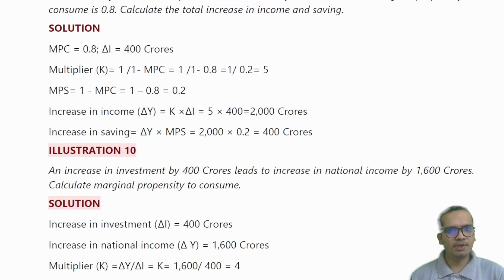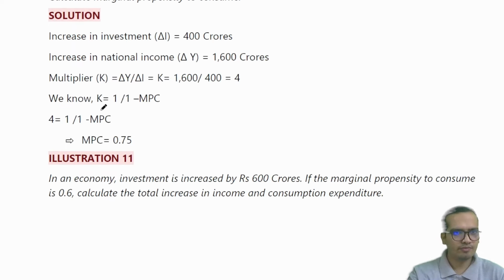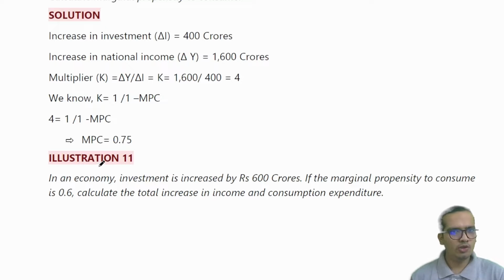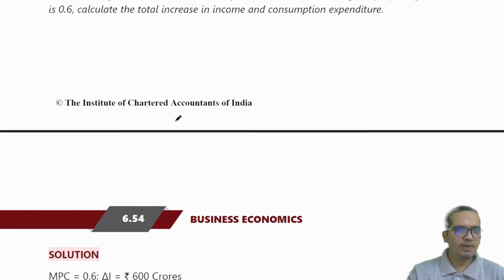In an economy, investment expenditure is increased by 400 crores and MPS is 0.8. Calculate total increase in income and saving. So by putting the formula, we will get increase in income and increase in saving. Similarly, we have one more where we have to calculate MPC, which is 0.75. Similarly, we have one more.